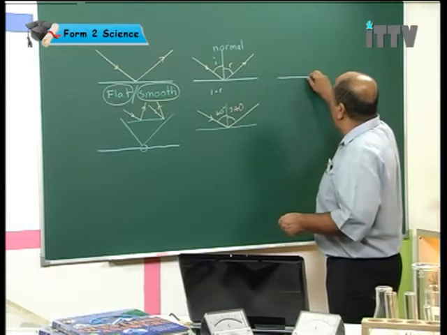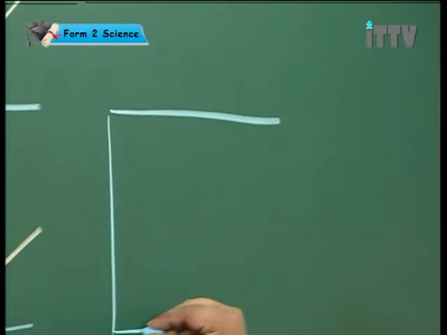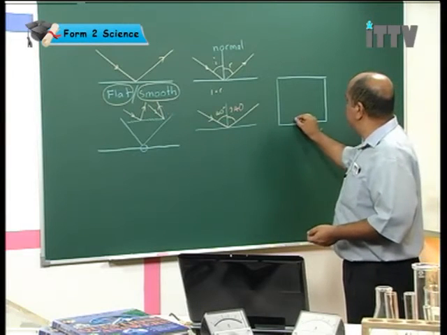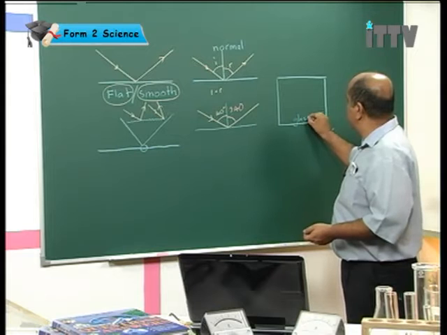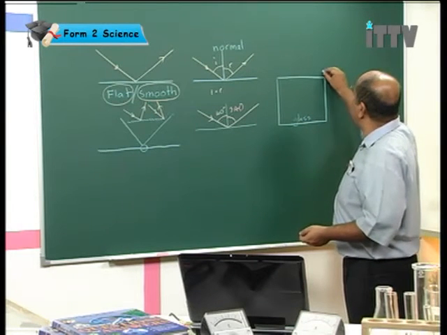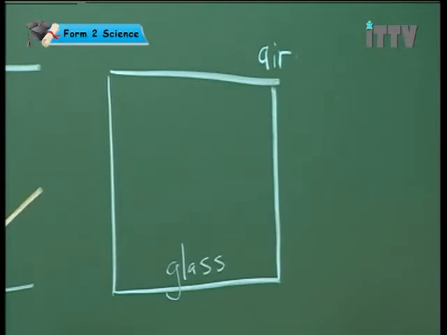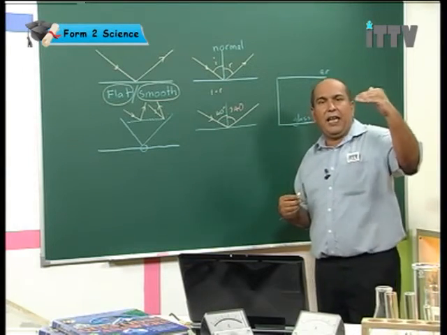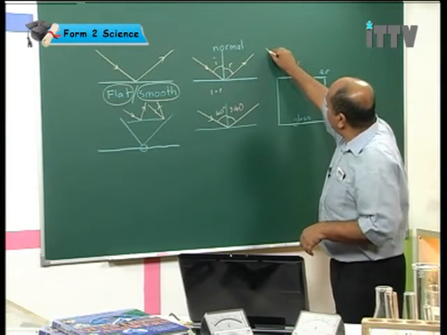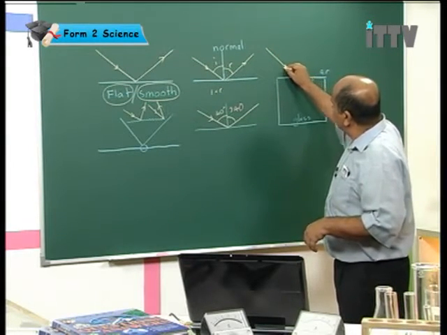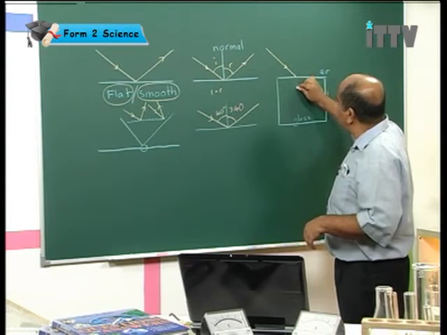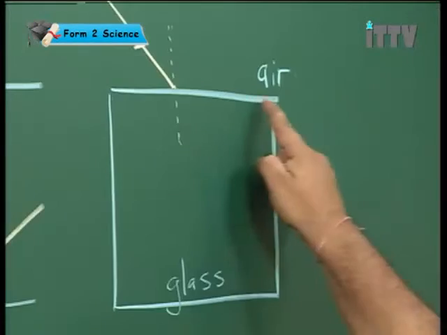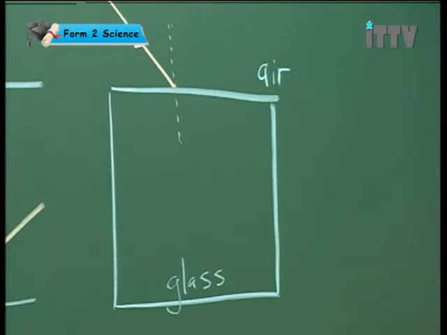Let's say that we have over here a block. Let's say that the block is made out of glass. Outside, surrounding it, is just plain old air. Now, as the light travels from the air into the glass block, so the light is traveling over here, like so. Once again, we must draw in our normal. Remember, the normal is at 90 degrees to the surface.